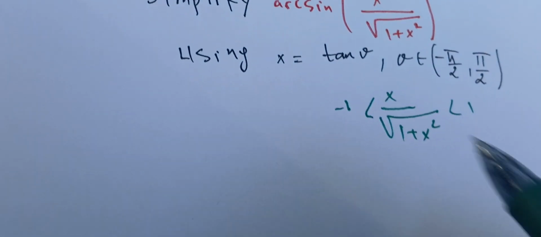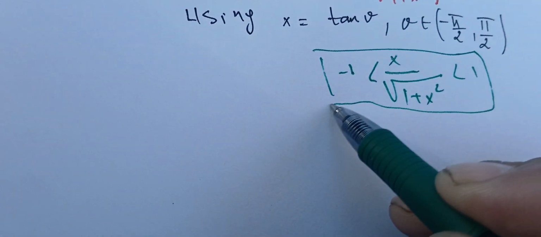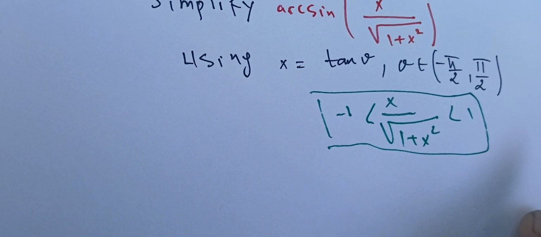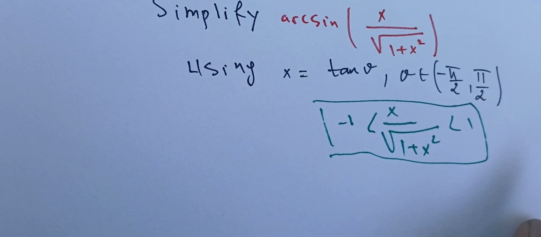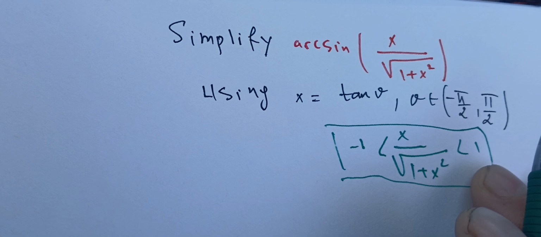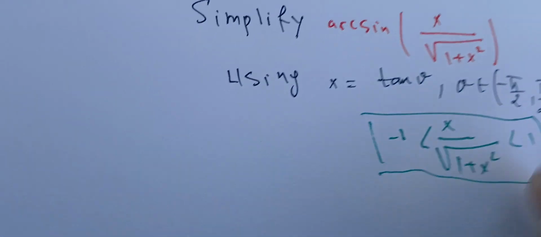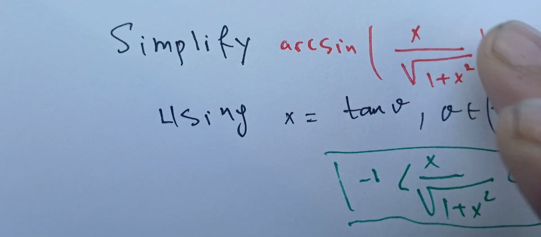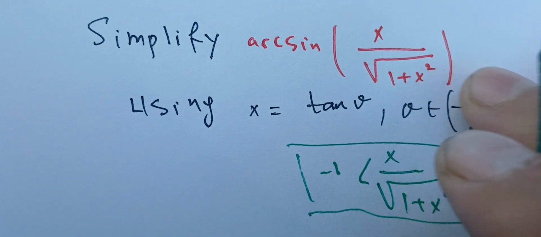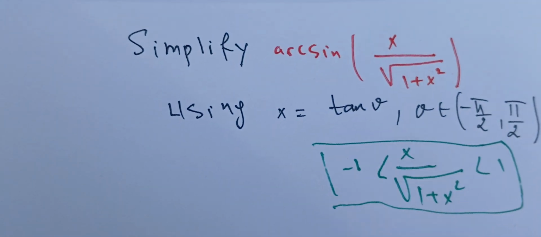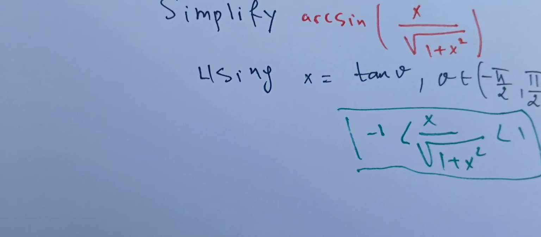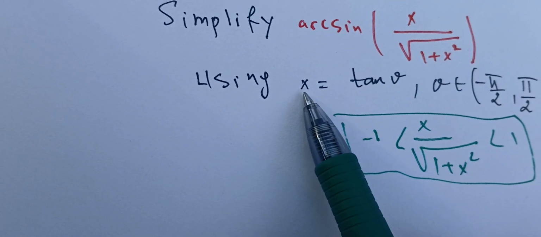And we have seen this one. We know this is always true for any x in R. So therefore the domain is R. So this function, the arcsine of x over the square root of 1 plus x squared, is defined for every x in R. Now we're going to use this change of variable.